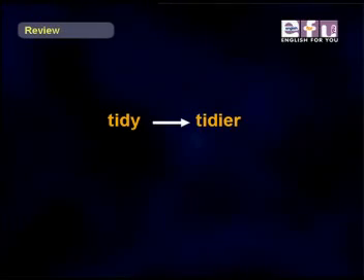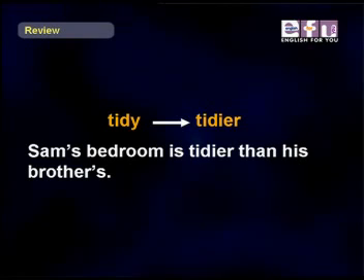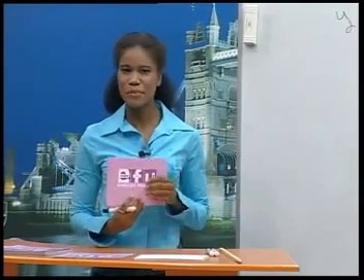Tidy becomes tidier in its comparative form. So we change the Y and add I-E-R. Sam's bedroom is tidier than his brother's. Okay, now let's practice some more.